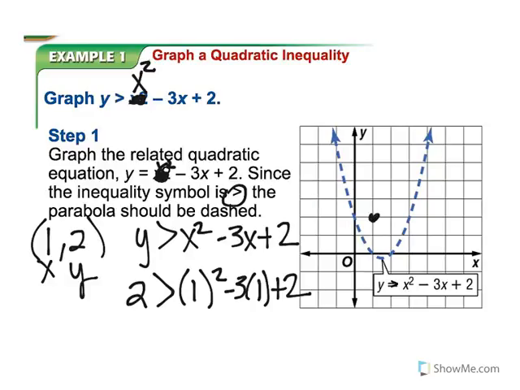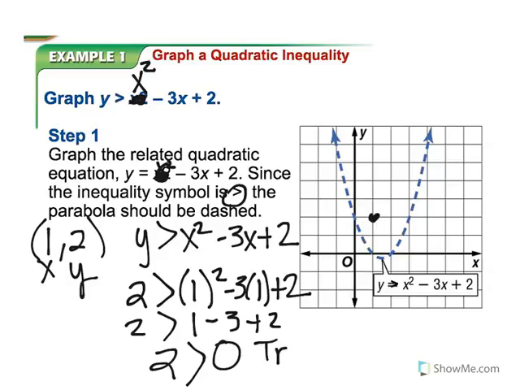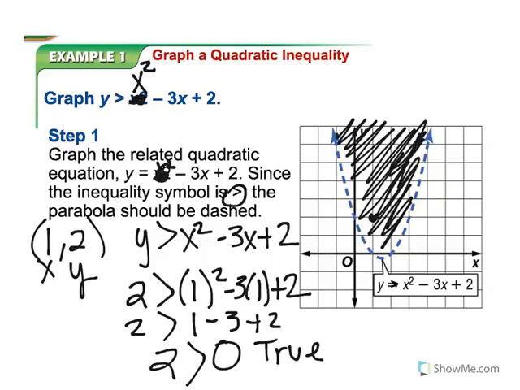So 1 squared is 1. Negative 3 times 1 is negative 3. And then we have plus 2. And we want 2 to be greater than. So 1 minus 3 is negative 2. Negative 2 plus 2 is 0. And then you think to yourself, okay, is 2 bigger than 0? And it is. So this is a true statement. So that means we're going to shade where my true point is. Okay, so that's two different ways that you can solve these.